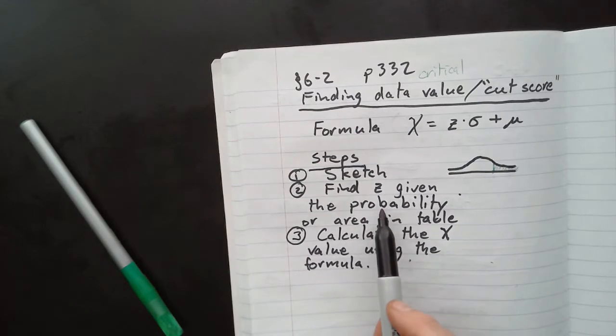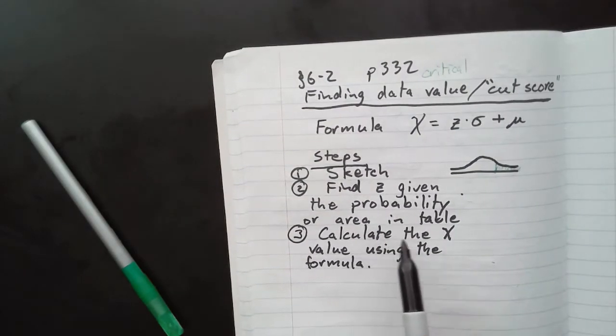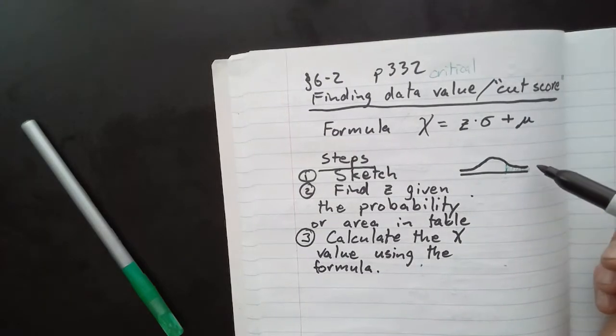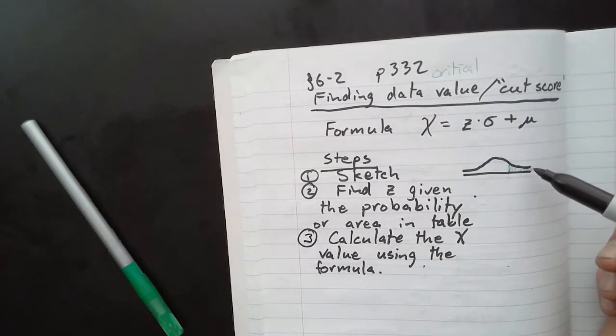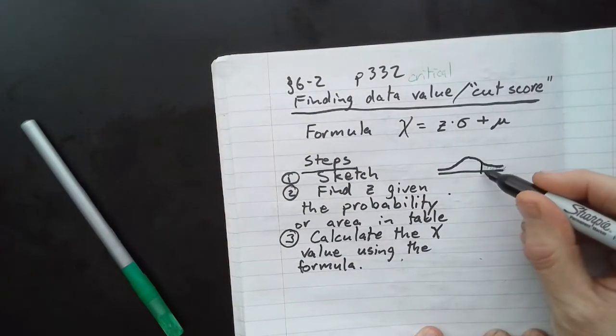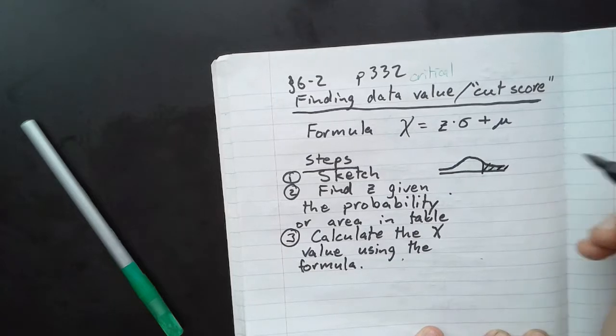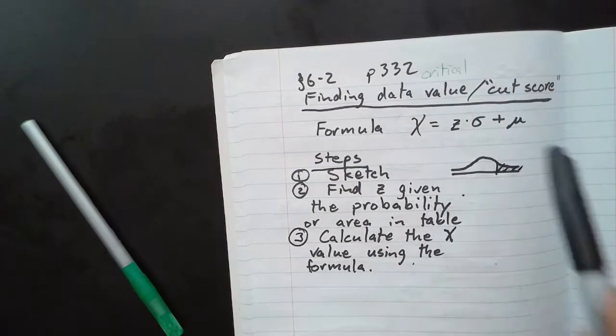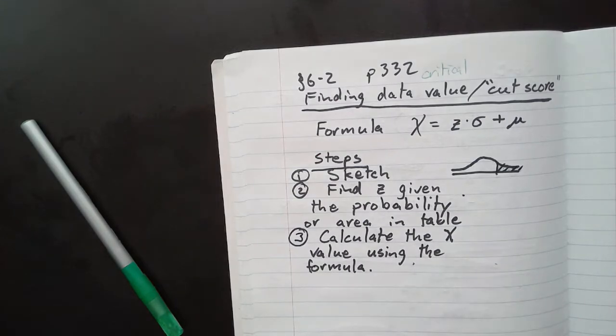Then we're going to find the z value given the probability or the area, whatever it is that we're asked about. We're thinking about this area, whatever that is. And we're going to do that reverse lookup using the table. So just like we're using the reverse formula here, we're going to use the reverse lookup.